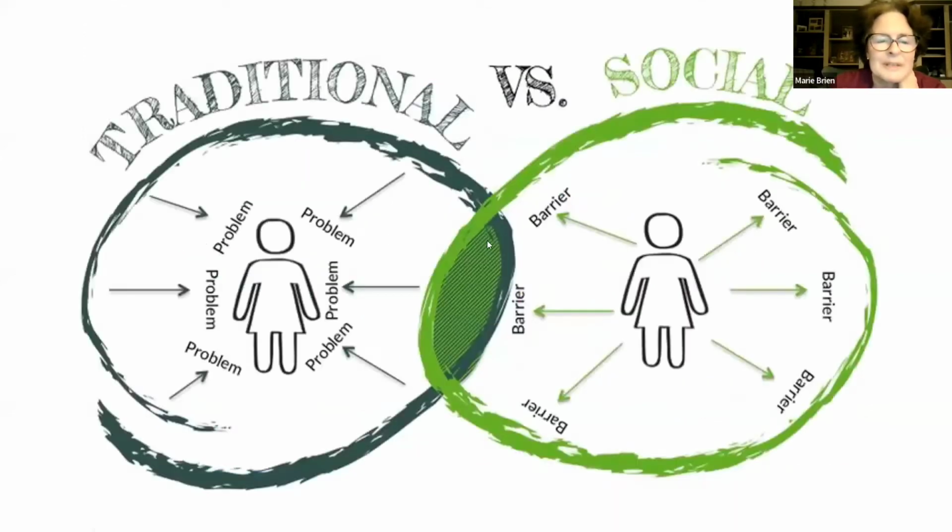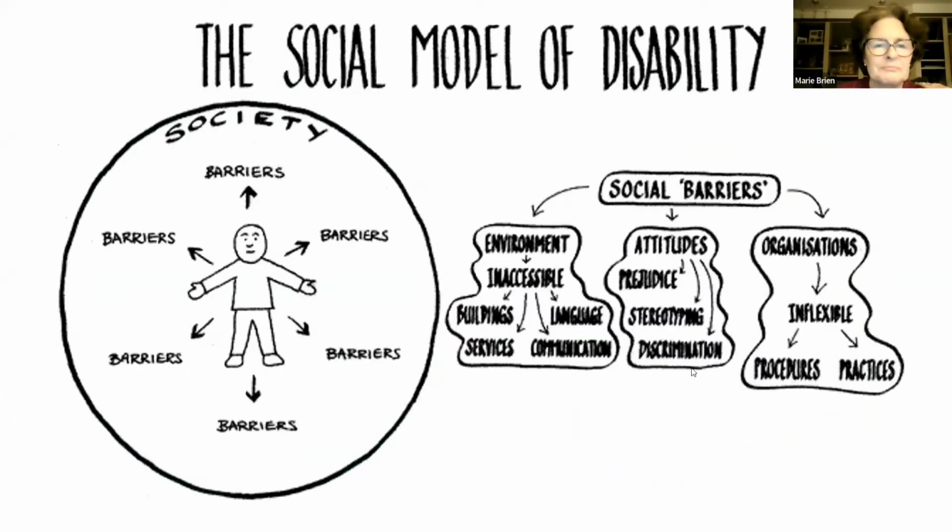So this is where we see our traditional model, where the person is the problem with their disability. And we have the social model, where the problems are the barriers in the environment. Again, a reminder that barriers can be the physical environment itself, maybe the attitudes, and maybe organizational or policy-related practices as well.